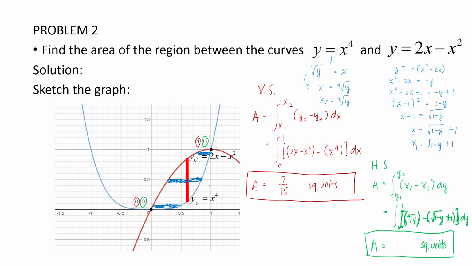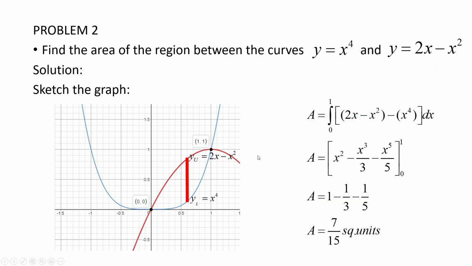Okay, so it's 7 over 15. It should be 7 over 15 also. So just try to review this one. So that's 7 over 15.